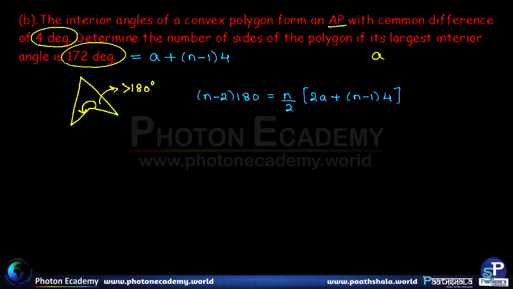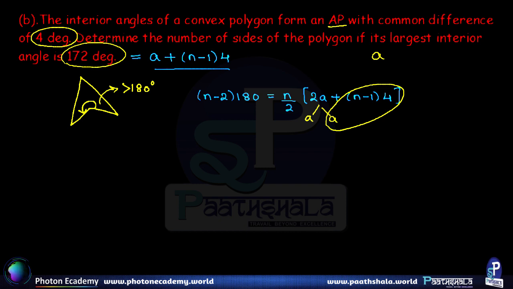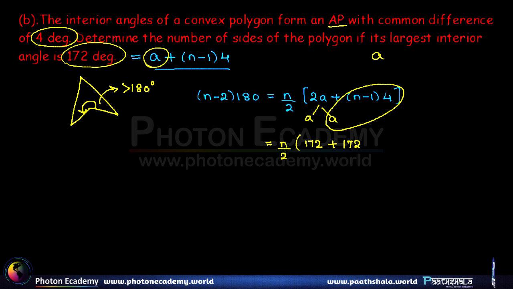Alright. So over here we can see that a plus n minus 1 into 4 is equal to 172 degrees, and here we have 2a. So splitting this into a and a, we can write this whole thing as 172 degrees. So doing that, we have n by 2 and then 172 degrees, and then substituting a from here we have 172 minus n minus 1 into 4. Alright, so this is equal to n minus 2 into 180 degrees.